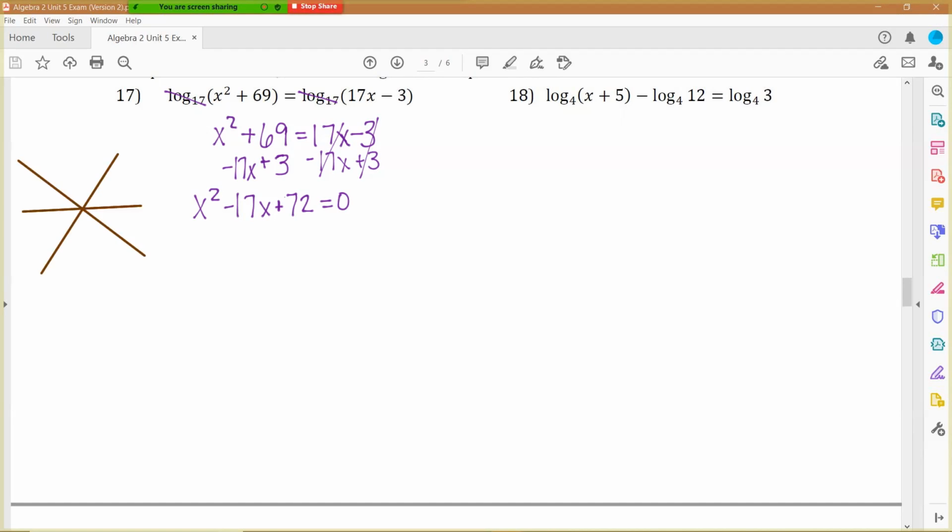Going to take a moment to factor that. When I factor that, my a value goes in the top left, top right. That's 1 and 1. Negative 17, my b value, goes in the bottom middle. And a times c, 1 times 72, or 72, goes in the top middle. I need two numbers that multiply to give me 72, but add to give me negative 17. Negative 9 times negative 8.